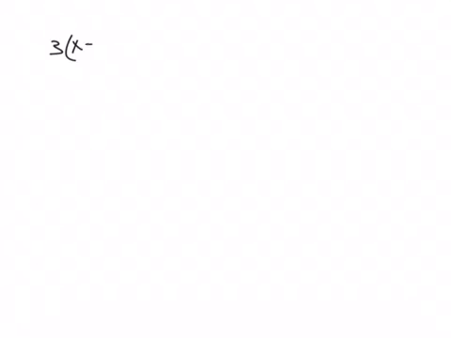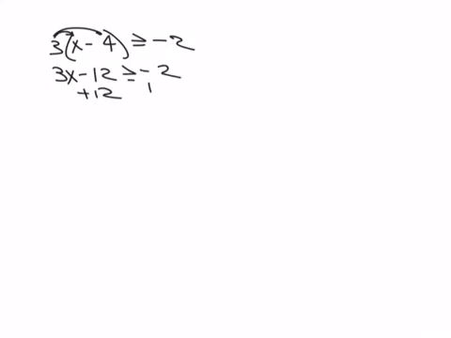3 times x minus 4 is greater than or equal to negative 2. Okay? So, nothing weird here. You just do your typical distribution. 3 times x is 3x. 3 times negative 4 is negative 12. Greater than or equal to negative 2. I'm going to add 12 to both sides. And I get 3x. Those go away. Greater than or equal to 10.